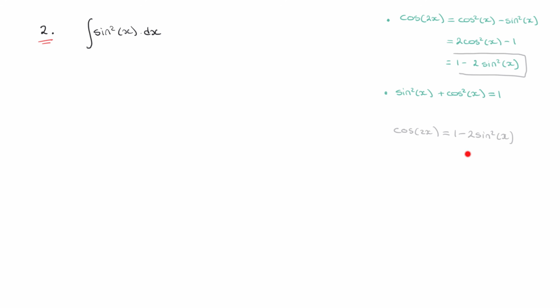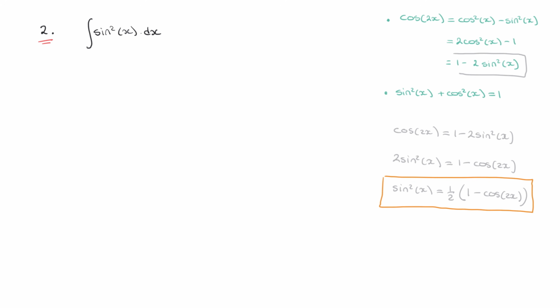And now looking at this result here, the idea is to rearrange this to make sine squared of x the subject. And for that, I'll start by adding 2 sine squared of x and subtracting cosine of 2x from both sides, so that we have 2 sine squared of x equals 1 minus cosine of 2x. And next, I'll divide both sides by 2 to write sine squared of x is equal to 1/2 times, in parentheses, 1 minus cosine of 2x. There we go. That's our expression for sine squared of x.